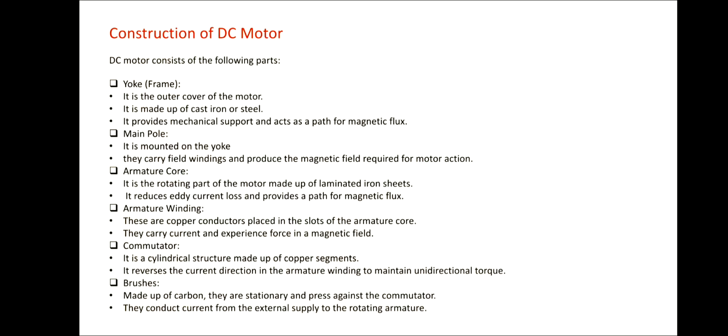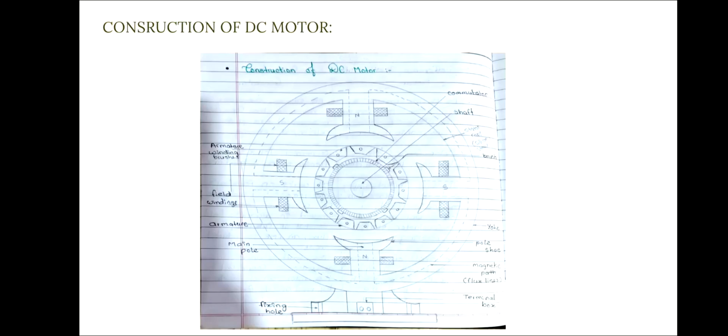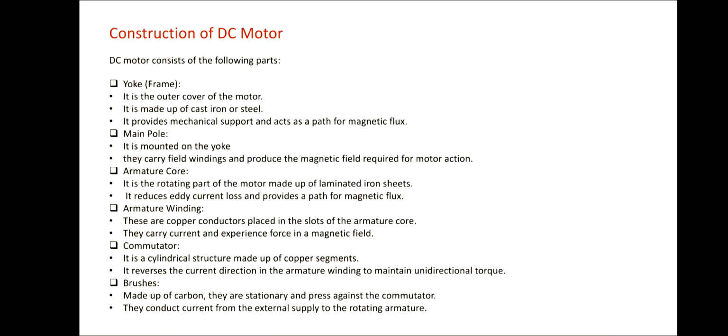Commutator. It is a cylindrical structure made up of copper segments. It reverses the current direction in the armature winding to maintain unidirectional torque. Let us see in the diagram. Here is the armature that rotates, and the armature windings, and the commutator is the center part. Let us see the function of brushes. Brushes are made up of carbon and they are stationary and press against the commutator. They conduct current from the external supply to the rotating armature.